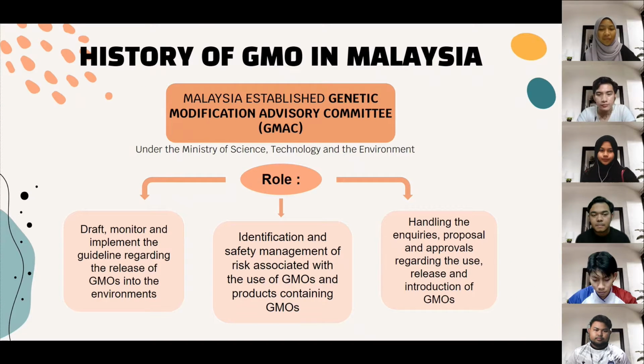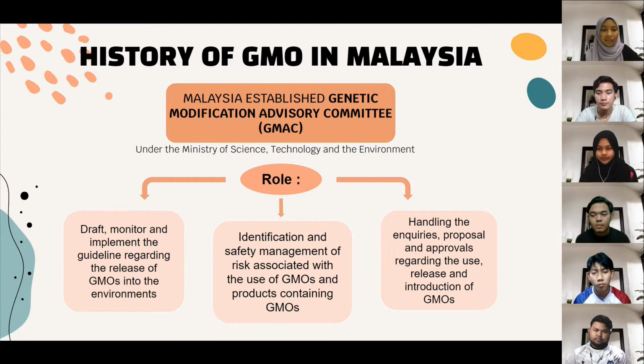Firstly, I will talk about the history of GMO in Malaysia. Basically, there are many major occurrences in the history of GMO. One of them is that Malaysia established the Genetic Modification Advisory Committee, or GMAC, under the Ministry of Science, Technology and the Environment. Generally, the role of this committee is the overall handling of GMOs in Malaysia.